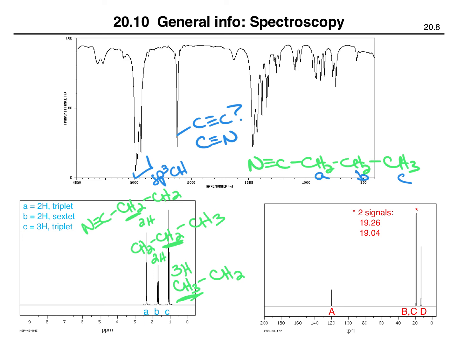Finally, using C13 NMR, we have signals A, B, C, D, and so our nitrile carbon is A, and then B and C are incredibly close to each other. So this is probably B and C, and then the CH3 group is a little bit lower, so that would be D. So this compound is butanenitrile.